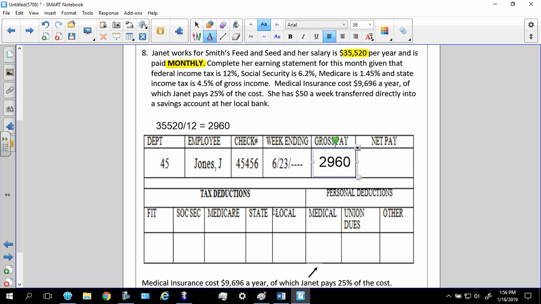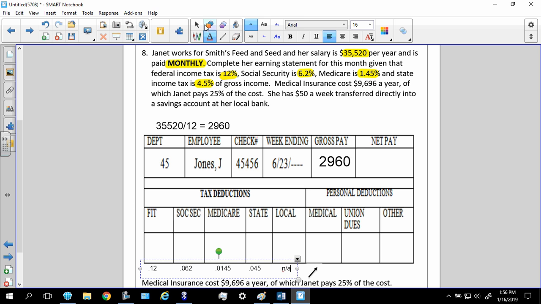Let's see what else we have. We have a whole bunch of percentages. Federal income tax is 12%, Social Security is 6.2, Medicare is 1.45, and then state is 4.5. Let me add all this. FIT, federal income tax, that's 12%, so that's 0.12. Social Security will be 0.062. Medicare will be 0.0145. State will be 0.045. And there was no local, so I'm just going to write NA for local.